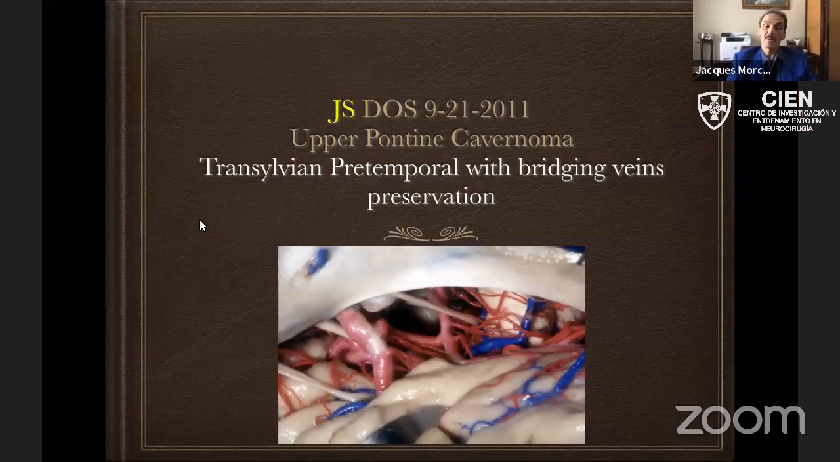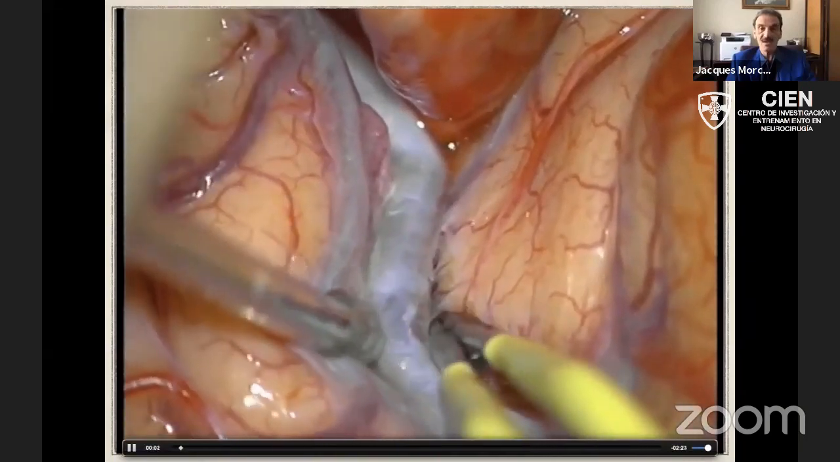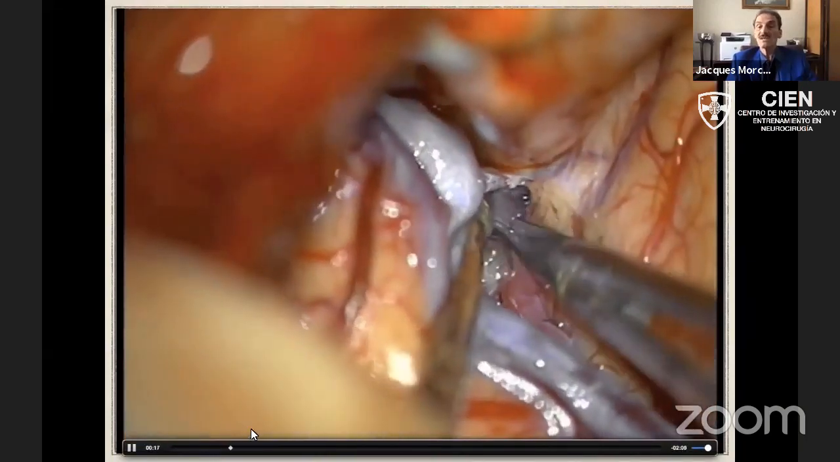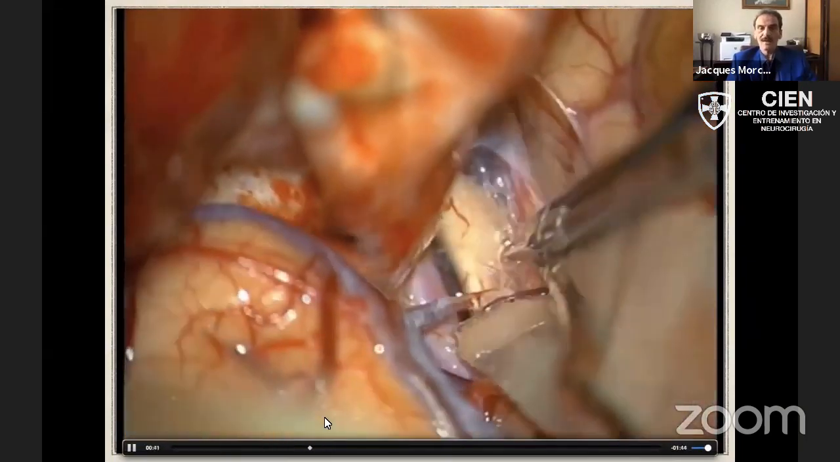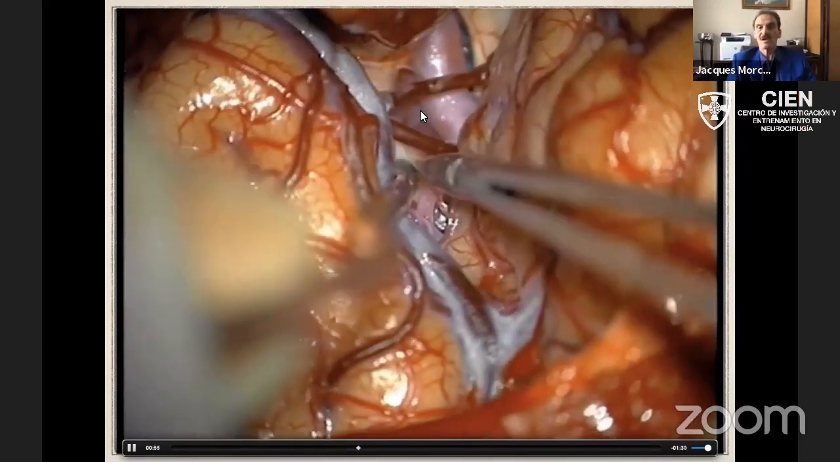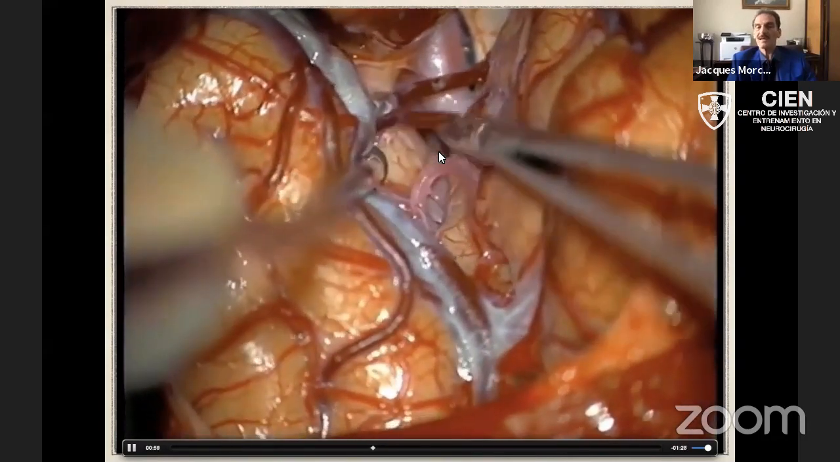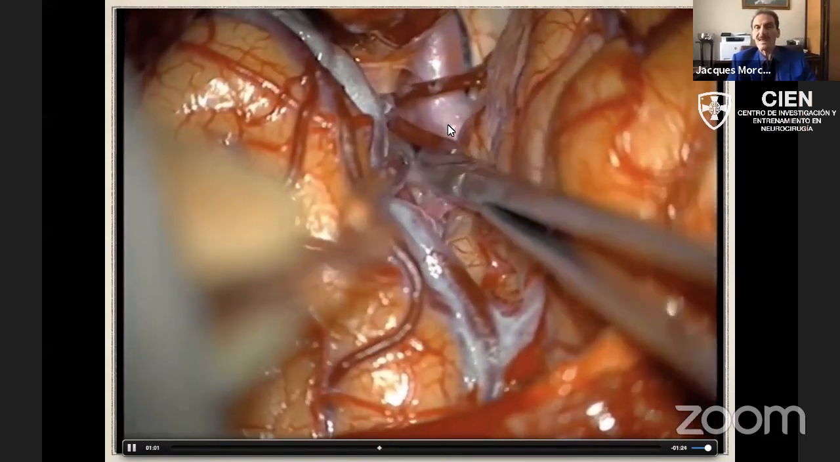Another example, upper pontine cavernoma. I'm going to go quick on this one. The only thing I want to show you on this case is how you can work between veins. Really, the only part of this case that's interesting is you see those bridging veins. You might be tempted to cut them because we need to get to the midbrain. It's not necessary. There is plenty of space.